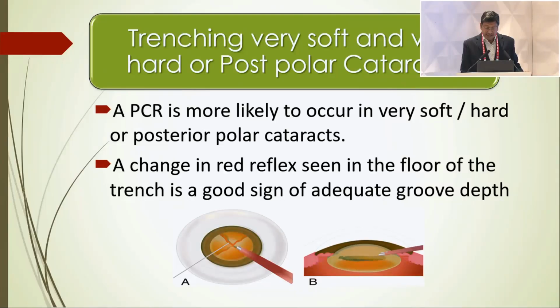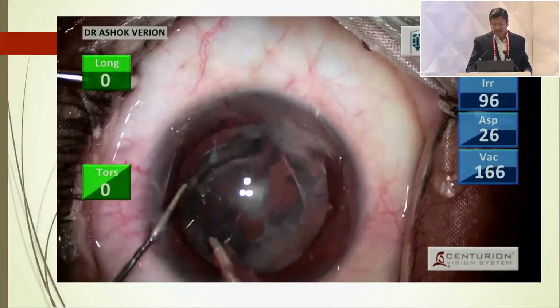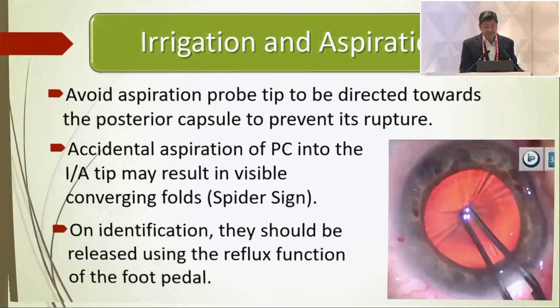It is quite likely to have a PC rent when you are trenching in a soft cataract because the posterior capsule comes off very easily. Be careful. Even in a hard cataract, the sharp edges of the pieces can cause PC rent. Posteropolar cataract, no doubt, is something one has to be very careful with. Anyway, I'll skip the video for lack of time.